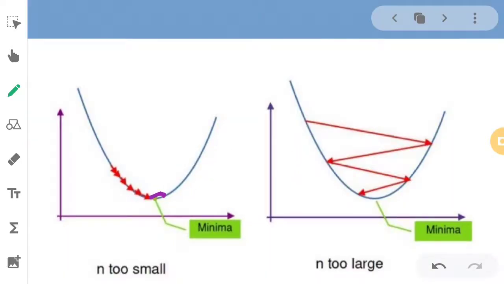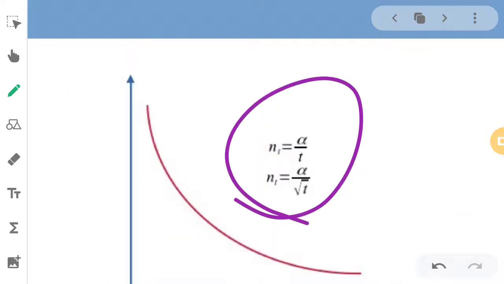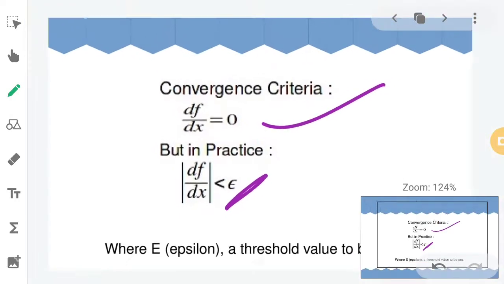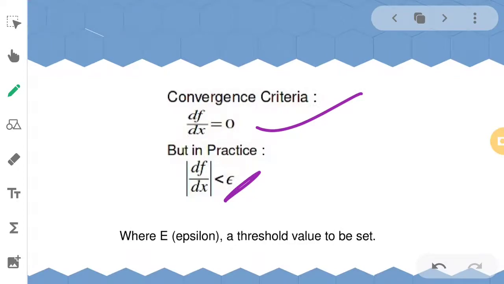So we have to choose a threshold value, that is epsilon, and the mod of df by dx is always less than epsilon.